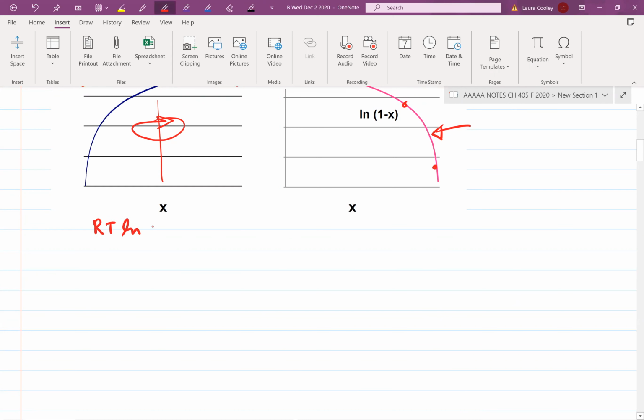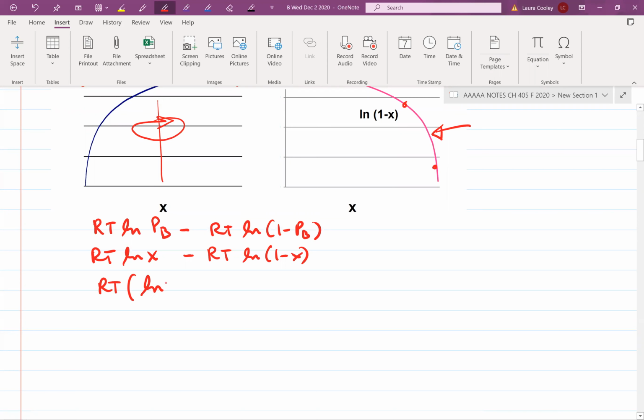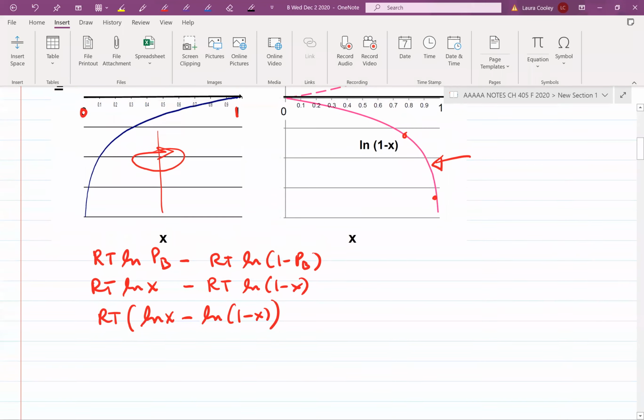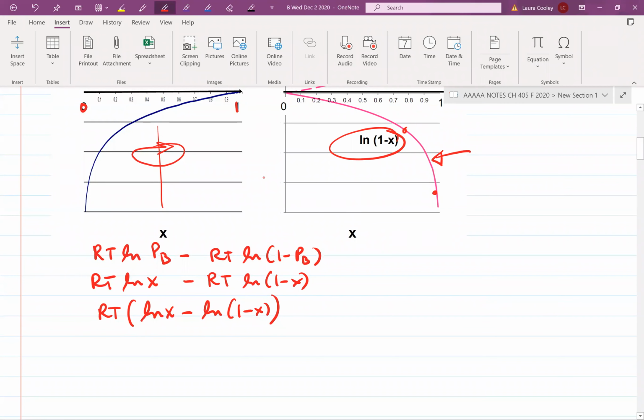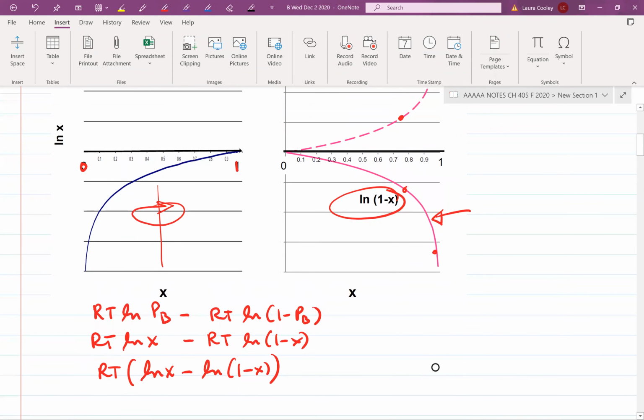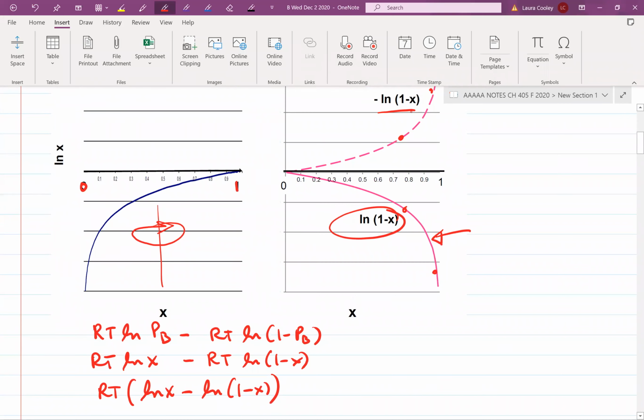Okay, so what we need to do is we want RT times the log of PB minus RT times the log of 1 minus PB. Well, that's really RT log X minus RT log 1 minus X. So it's RT log X minus the log of 1 minus X. Here's the log of 1 minus X. Here's minus the log of 1 minus X.